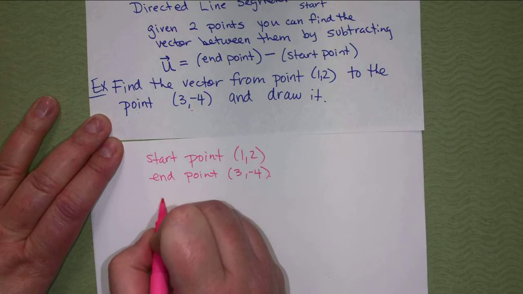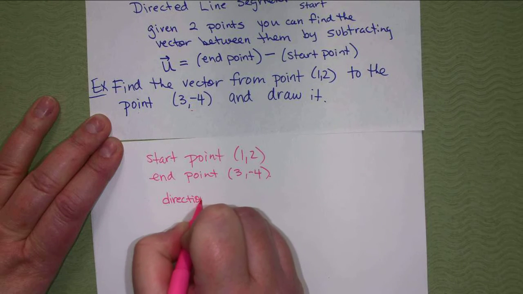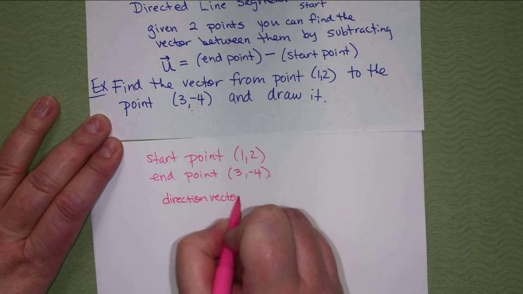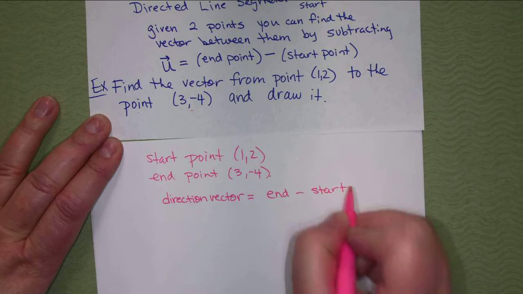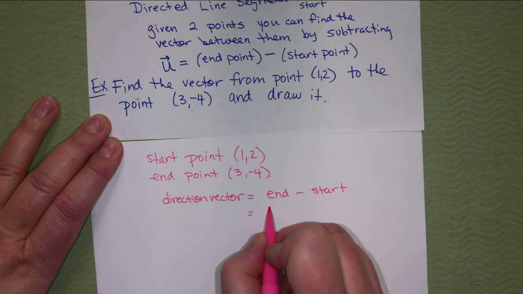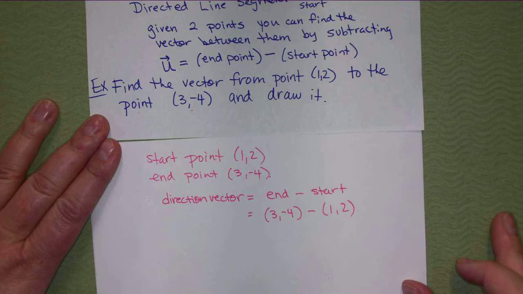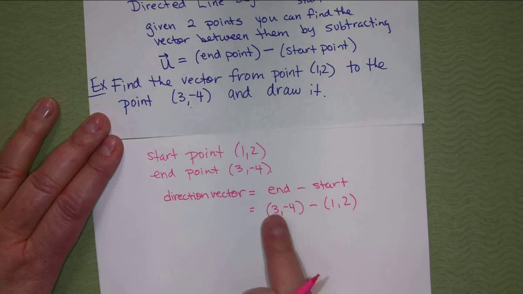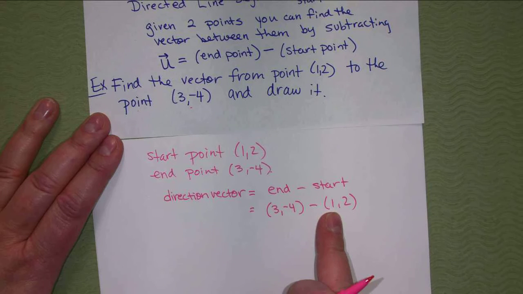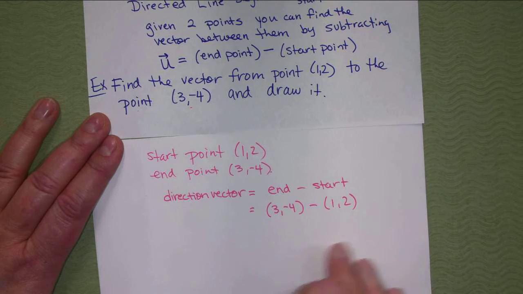So to find our vector, it's called a direction vector, is equal to your end point minus your start point, in that order. So you do 3, negative 4 minus 1, 2. So how do you subtract points? Any guesses? X minus X minus 1. Right. So you subtract the 3 minus the 1, and then you subtract the Y values, and you write it as a new point. However, they were points when we were subtracting them. These are points right now, not vectors.